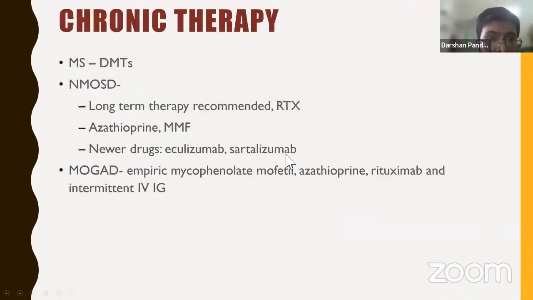For chronic therapy, in MS, disease-modifying therapies. In NMOSD, rituximab; for long-term therapy, azathioprine or MMF can be used, or newer drugs like eculizumab, certolizumab can be tried. And in MOG-associated disease, empiric mycophenolate, azathioprine, intermittent IVIG can be effective, or rituximab.